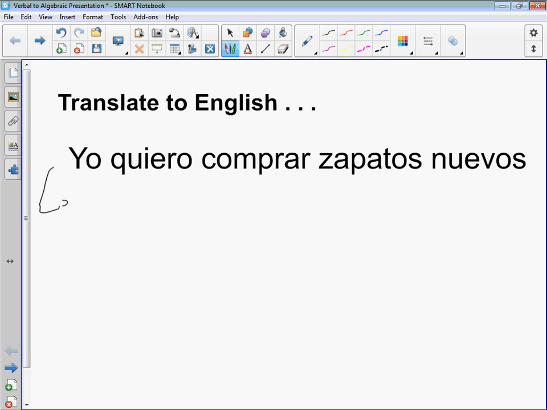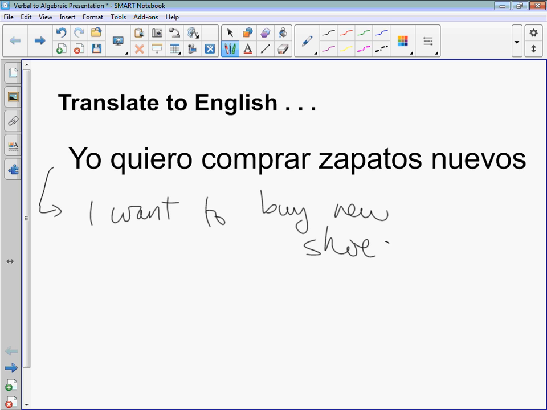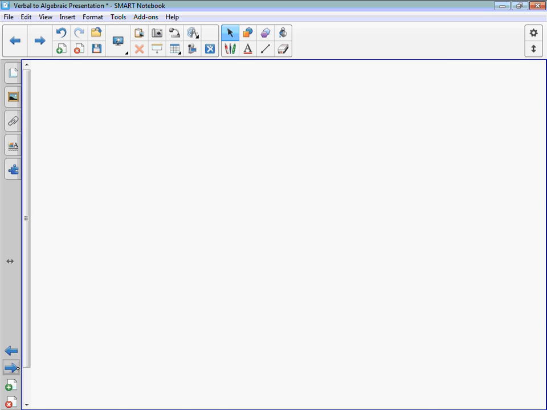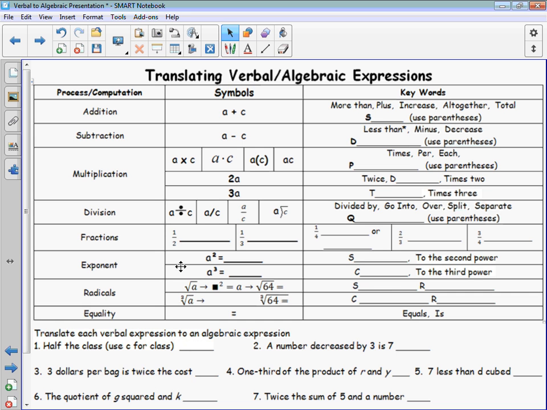Maybe you would translate from Urdu to English, or from Bangla to English, or from Twi to English, or French, right? We all know how to translate. We know what that means. So here, this is like, I want to buy new shoes. It's a translation. So in math, we do the same thing. We're going to translate from symbols to words, and from words to symbols, from algebraic to verbal, and from verbal to algebraic. This is going to be our dictionary today.